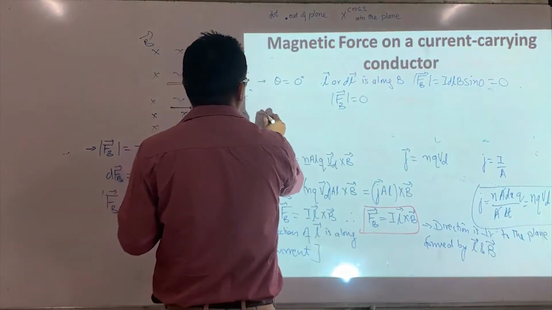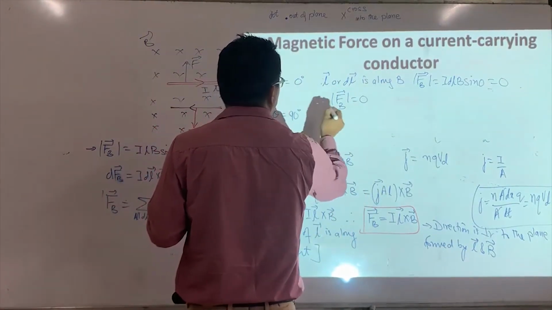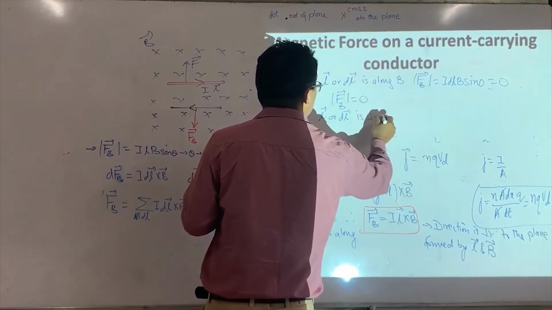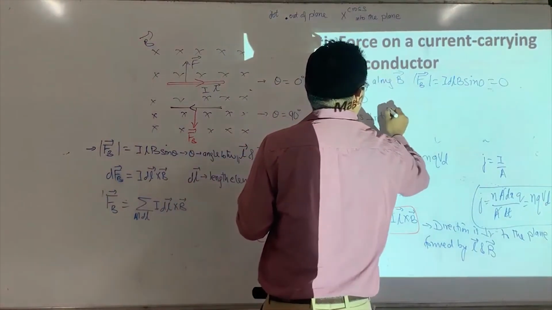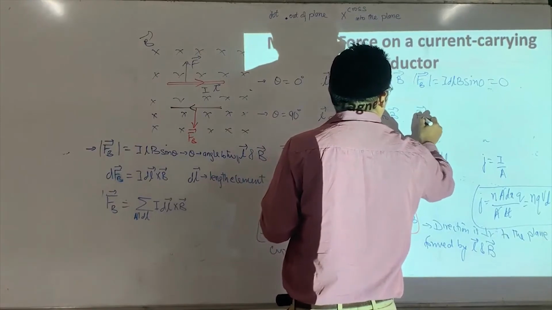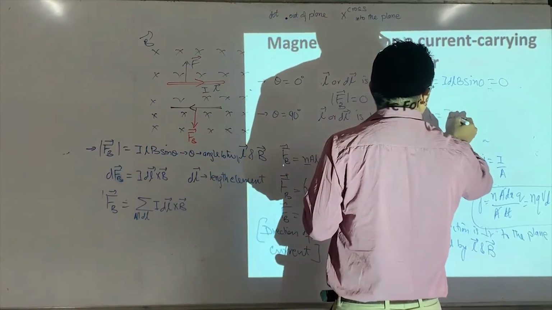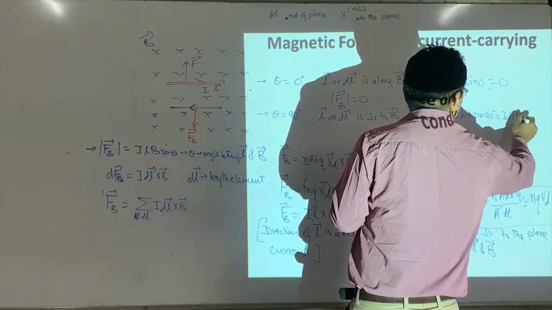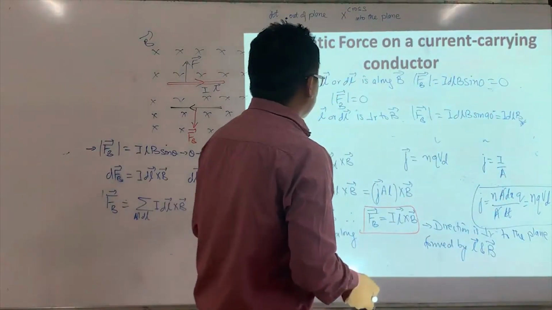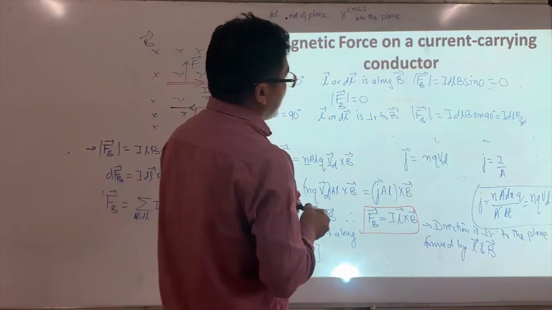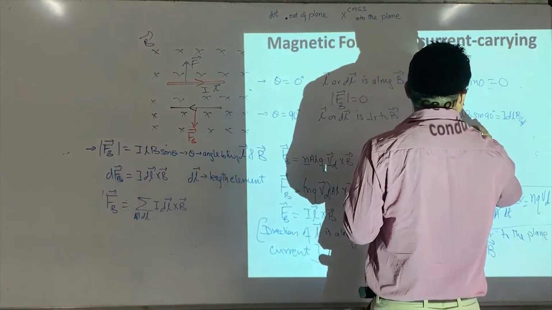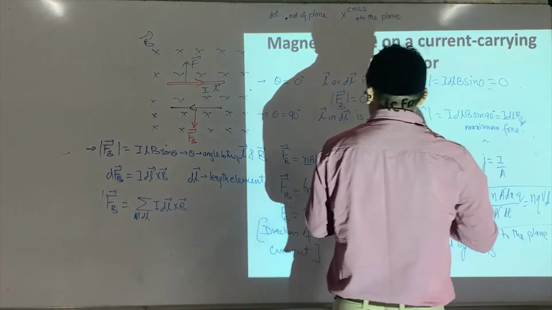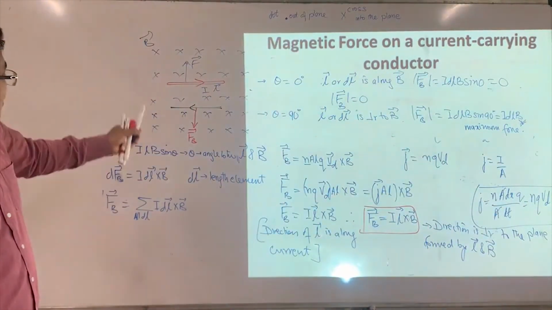Now if theta is equal to 90 degrees, then DL is perpendicular to B. Therefore F is equal to I DL B sin 90 degrees, which is I DL B. This is the maximum force. This you should keep in mind. Zero force, and maximum force.